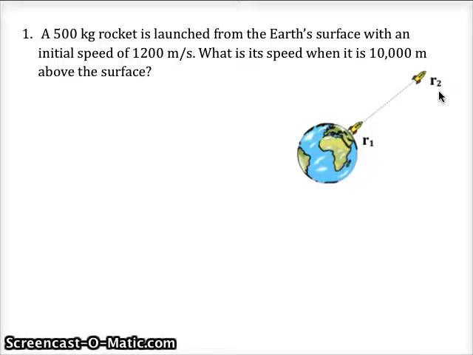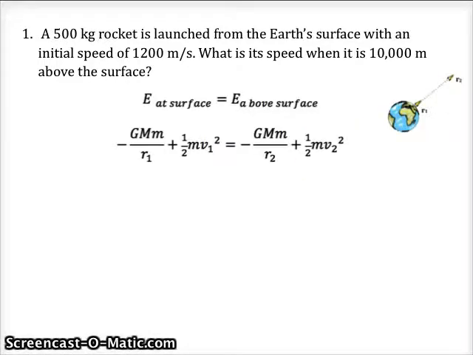But where's the potential energy zero? It's way over here, it's off the screen. It's an infinite distance away. So at both of these positions, the rocket will have potential energy. In fact, at both positions, it will have kinetic energy, because it's leaving the Earth with a speed of 1200, and we're trying to find its speed at this other position. So when we set this question up, we will include both types of energy at the surface and at this other position above the surface.